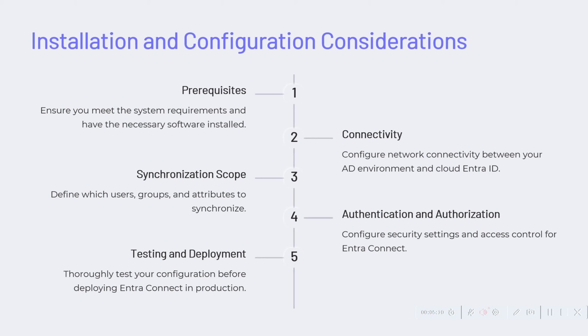Next is authentication and authorization. Configure security settings and access control for Entra Connect. Last but not the least is testing and deployment. Finally, thoroughly test your configuration before deploying Entra Connect in production. Detailed prerequisites and installation steps will be covered in the upcoming sessions.